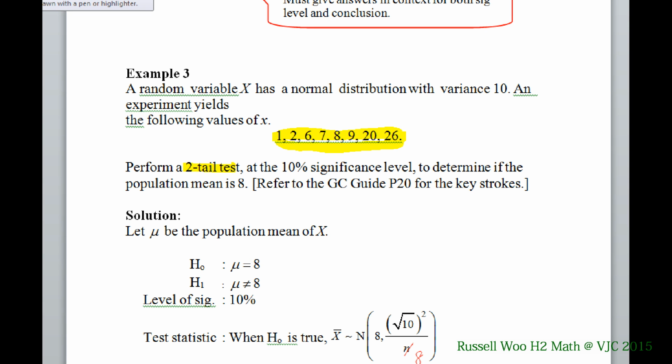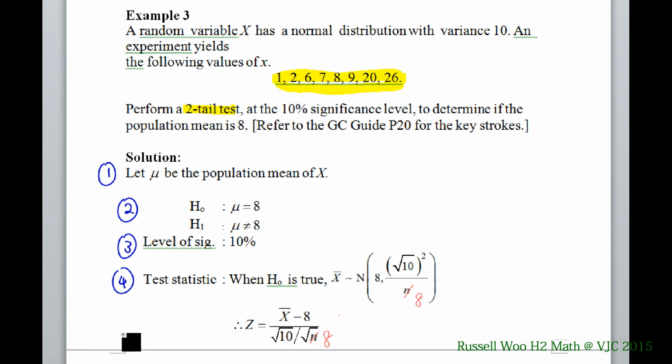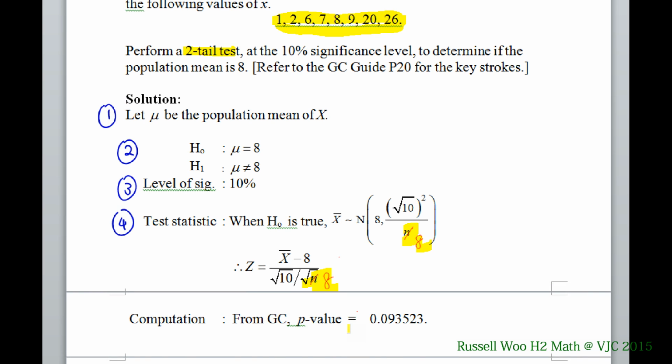Step 1, step 2, step 3, step 4, all must be done properly. And then just take note, I like to put the 8 in so that it's easier. Step 5, computation. I want to focus on step 5. Actually, do you know how to calculate p-value? I'm going to go through how to calculate this p-value now using GC. Can? Okay. Look. Go to the GC.